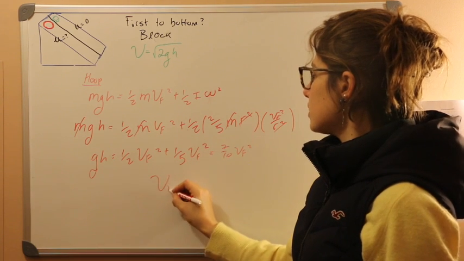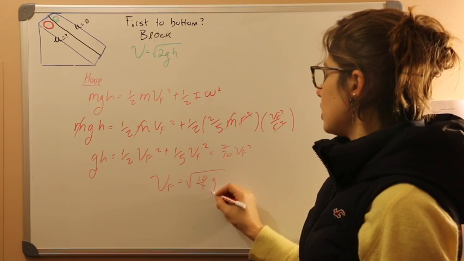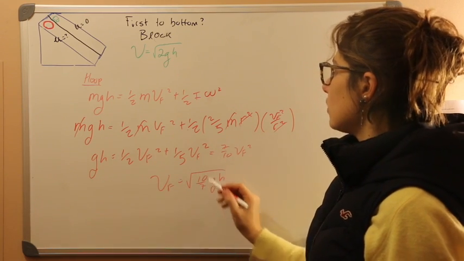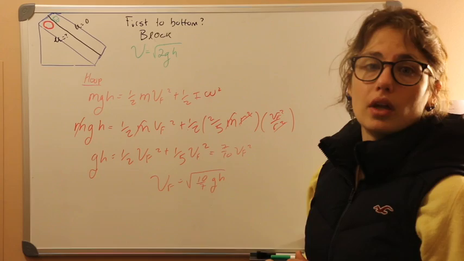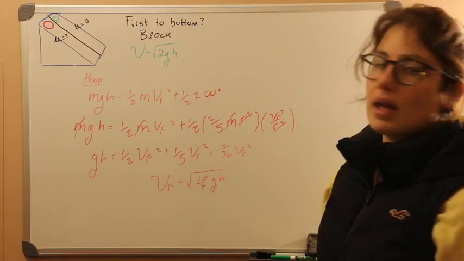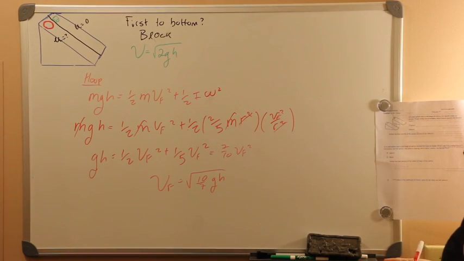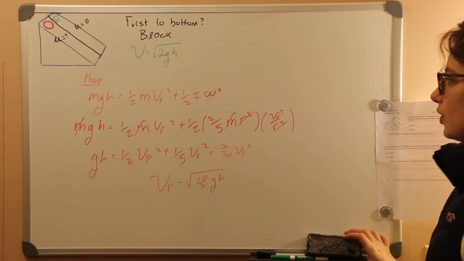So I can solve for the final velocity. It's the square root of 10 over 7 gh. As you can see, 10 over 7 is not as large as 2. So our block will be going faster, our hoop will be going slower at the bottom, and again we gain this uniformly.